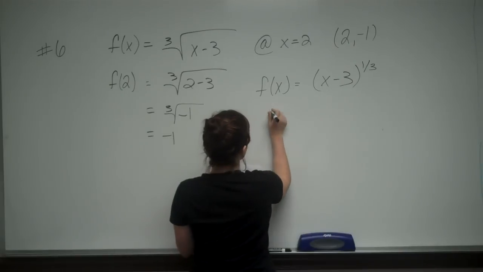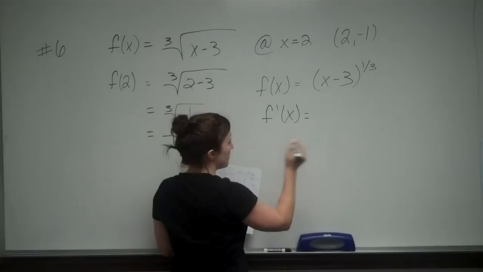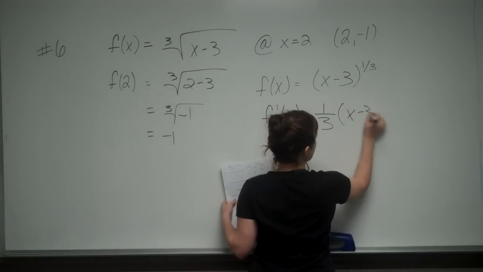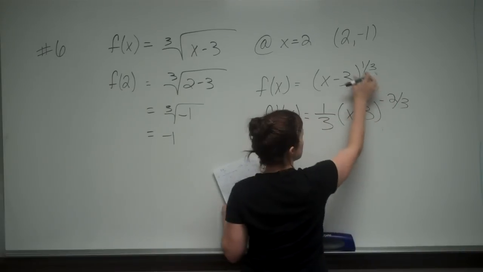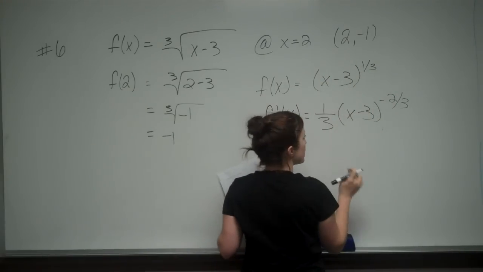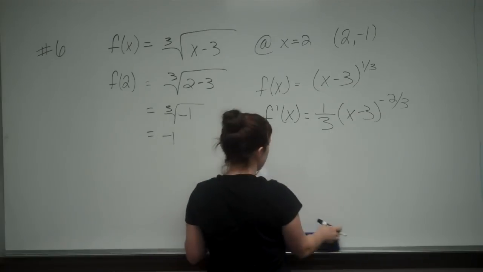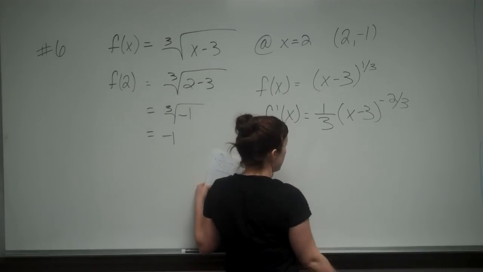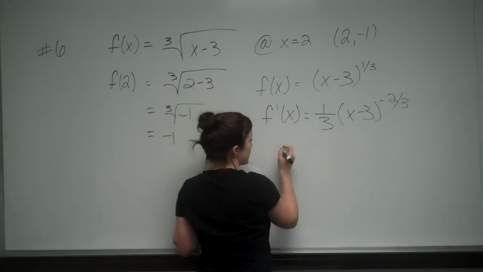When I take the derivative of this, I'm going to use my power rule, and that gives me 1/3 times x minus 3 to the negative 2/3, because I multiply by the exponent in front and then subtract 1. Then I multiply by the derivative of the inside, which is just 1 in this case. So this is the slope of my tangent line.